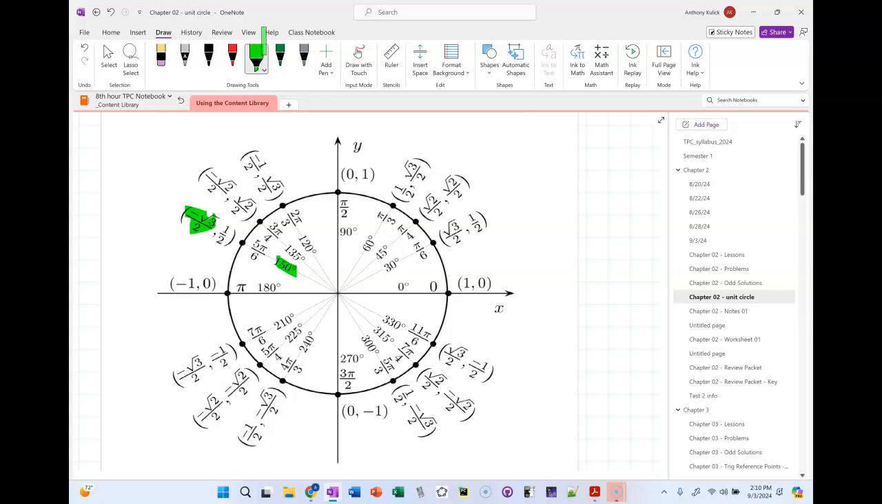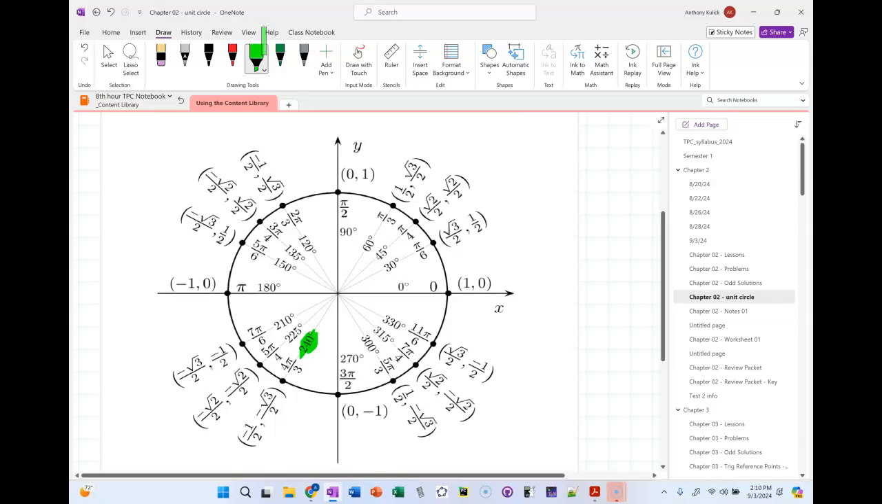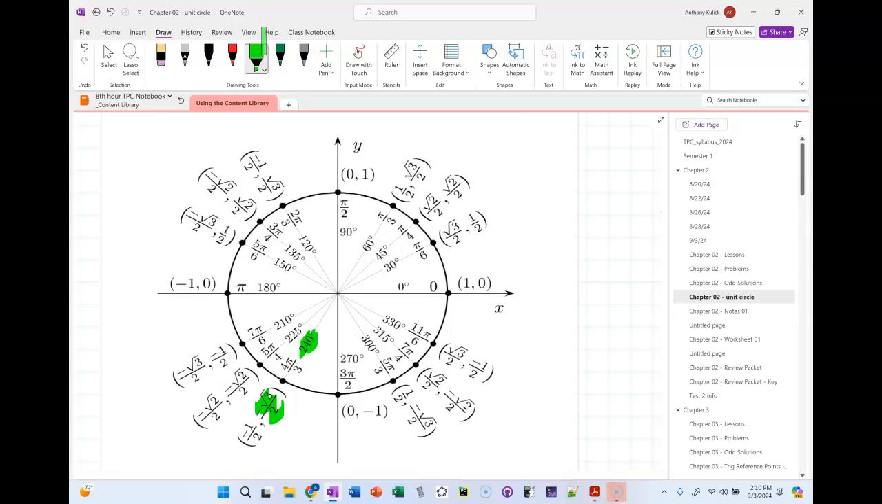So say I asked you to do sine of 240. Well, I'm going to locate 240 degrees, and then sine on the unit circle is the y coordinate. So sine of 240 is equal to negative root 3 over 2. Done.